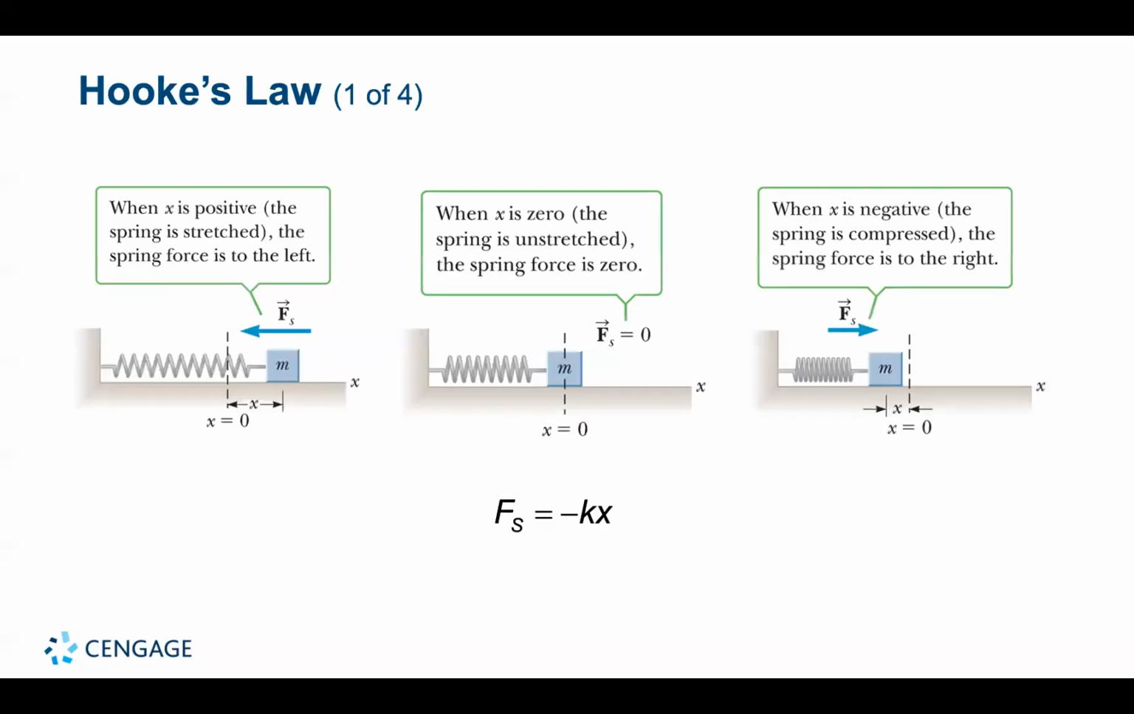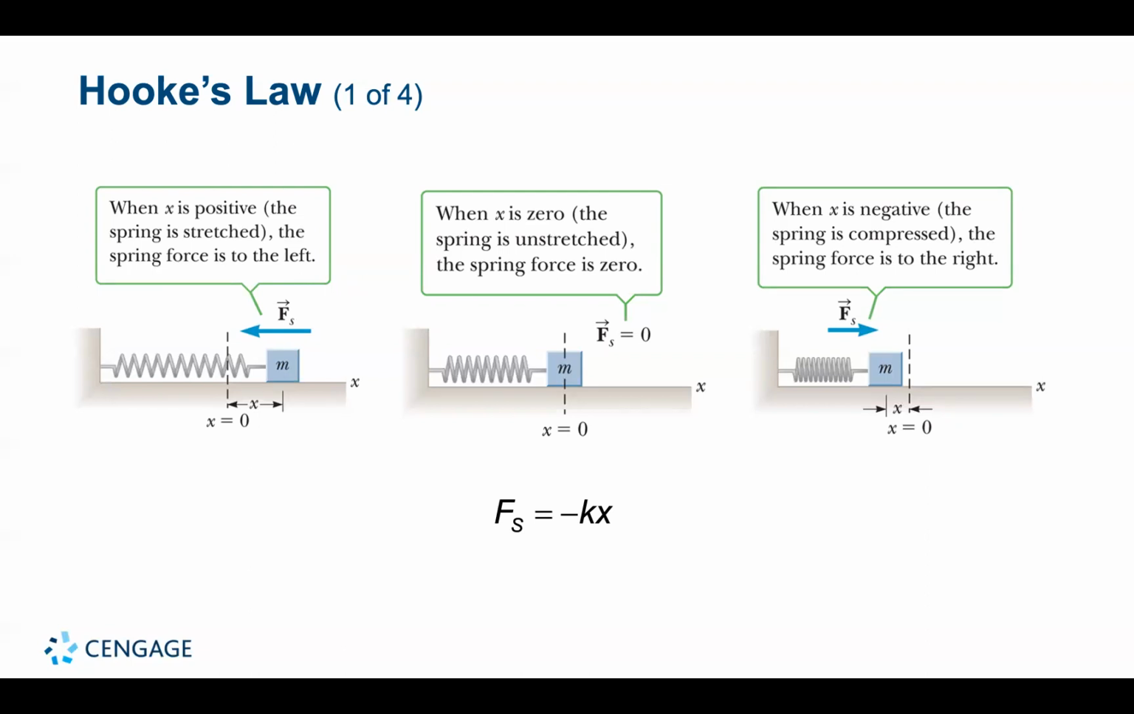So let's consider Hooke's law. In this figure, we see that the force exerted by a spring on an object varies with the displacement of the object from the equilibrium point x equals 0. Let's imagine a block attached to a spring moving on a frictionless horizontal surface. If the spring is stretched or compressed a small distance x from its unstretched or equilibrium position and then released, it exerts a force on the object, as you can see in the figures.